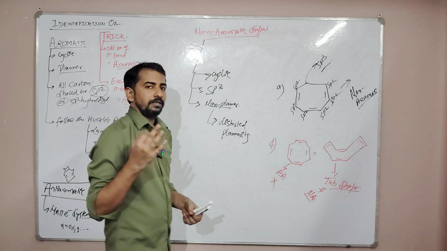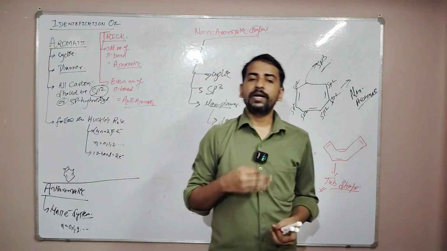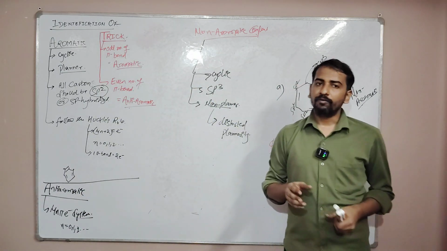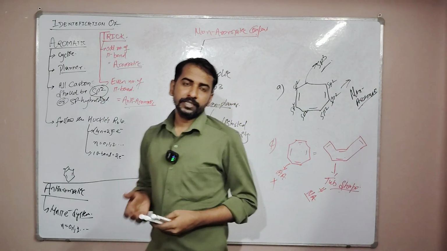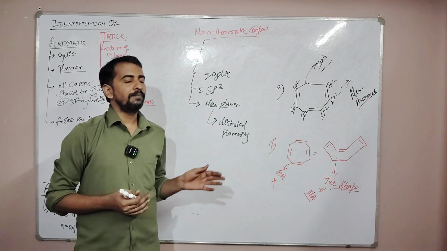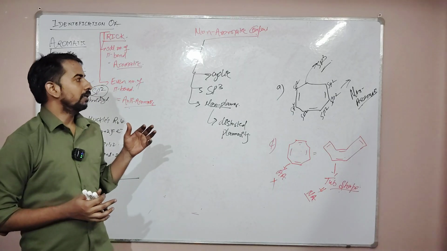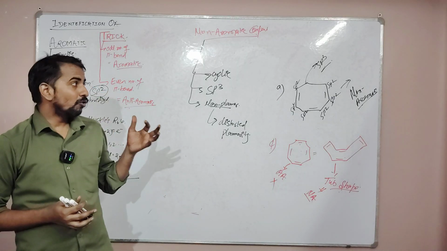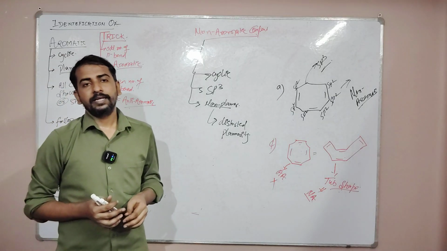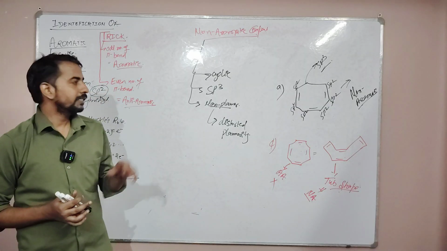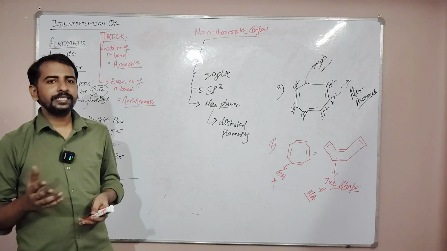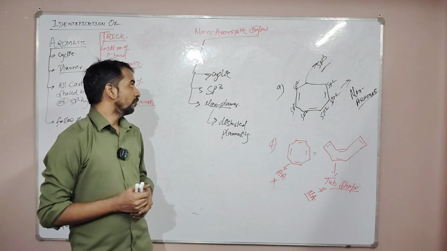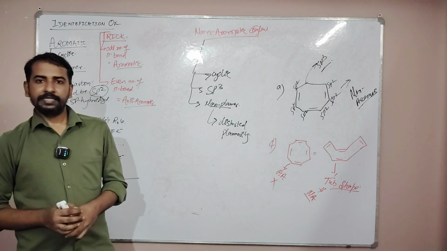So for today, what have we discussed? We have discussed what an aromatic compound is, what an anti-aromatic compound is, and what a non-aromatic compound is. In the next class we will see some more examples, and we will discuss more characteristics, like quasi-aromatic compounds. So for today, this much is enough. Thank you so much.